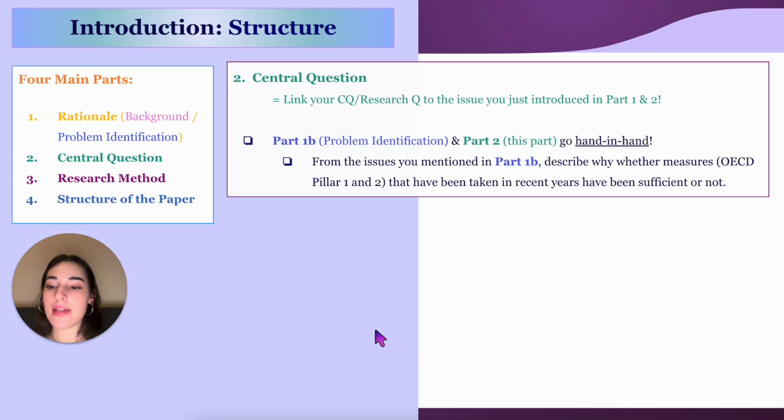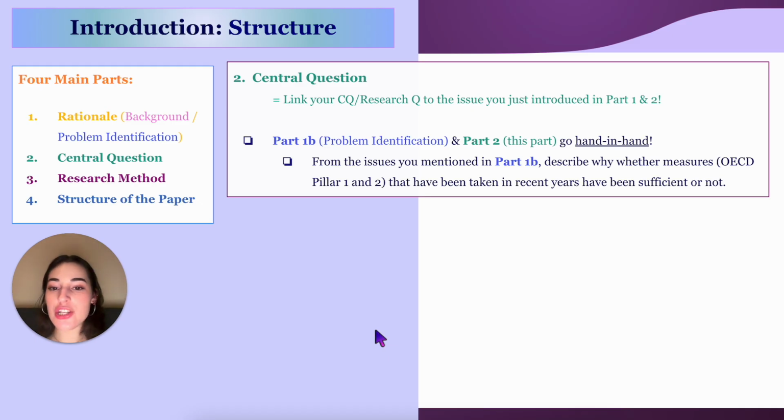And that's where we get into our central question. So once you've established a little bit of the context, you can now lead into your primary question. So you want to link your central question or research question to the issue that you introduced in part 1B or in the general rationale.